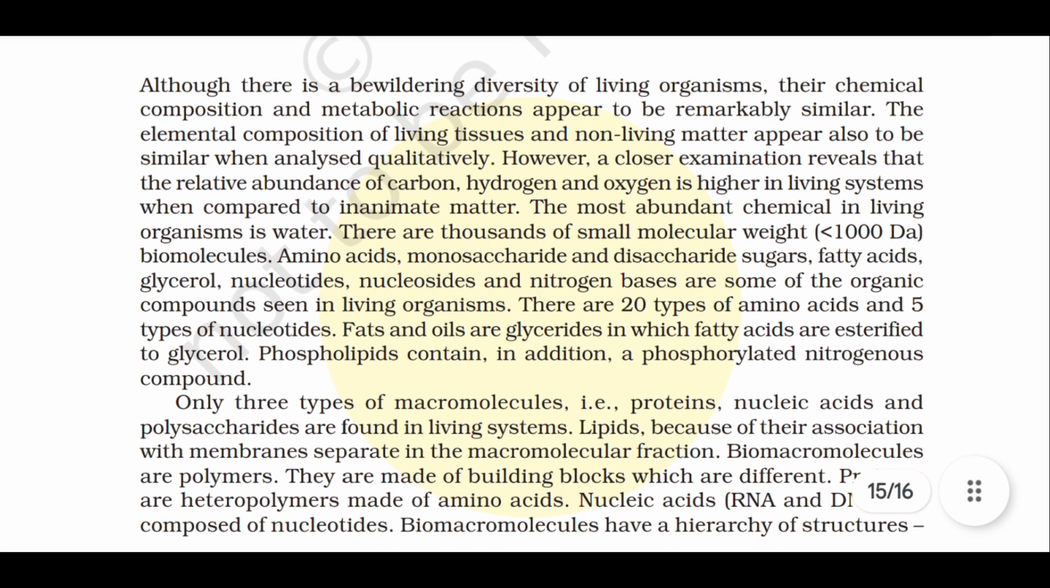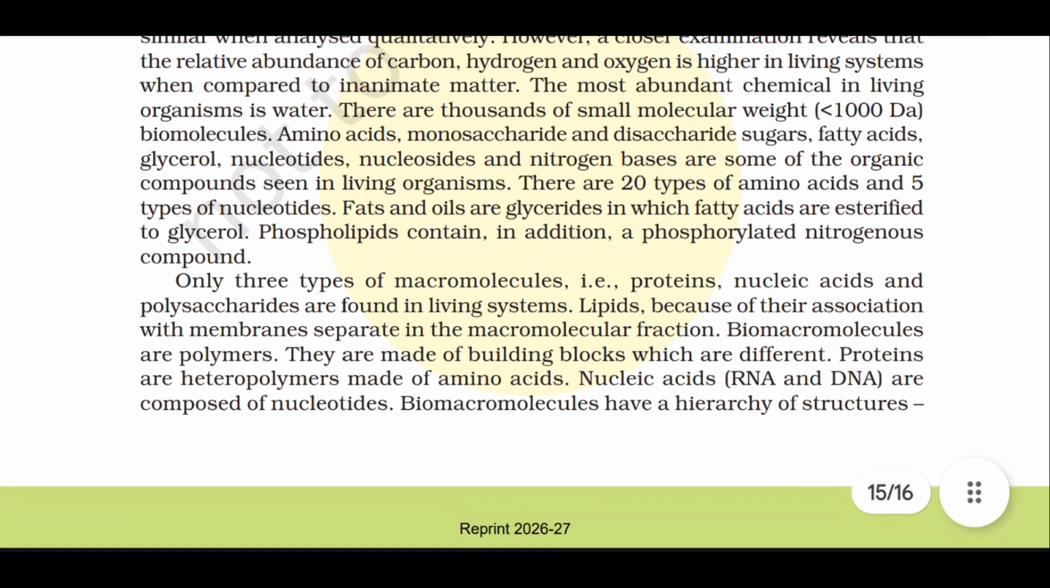There are thousands of small molecular weight biomolecules. Amino acids, monosaccharide and disaccharide sugars, fatty acids, glycerol, nucleotides, nucleosides, and nitrogen bases are some of the organic compounds seen in living organisms. There are 20 types of amino acids and 5 types of nucleotides. Fats and oils are glycerides, in which fatty acids are esterified to glycerol. Phospholipids contain, in addition, a phosphorylated nitrogenous compound.